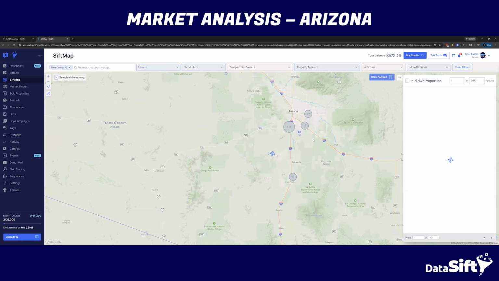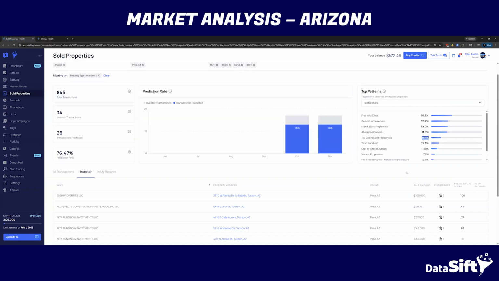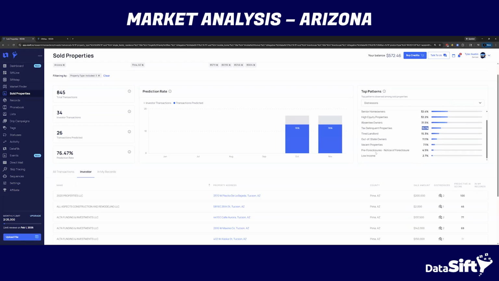I may need to zoom out a little bit. Maybe it changes just a bit. Yeah, there you go. It seemed like it wasn't enough. So 11,000 now matches that criteria. So you're either tax delinquent or senior owner. The next layer of this is going to be figuring out, well, how long have they owned the properties?